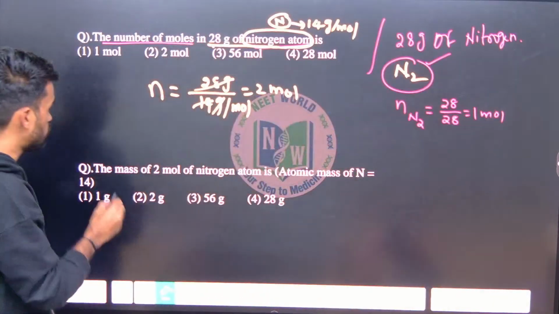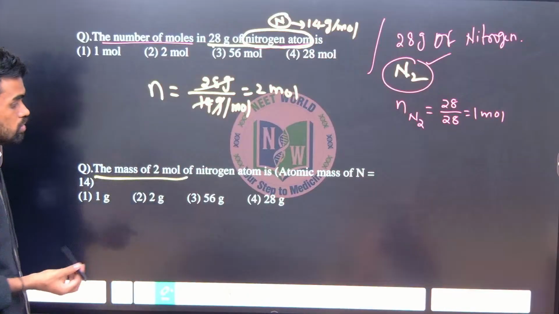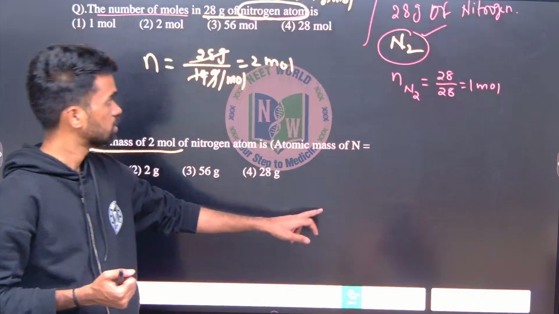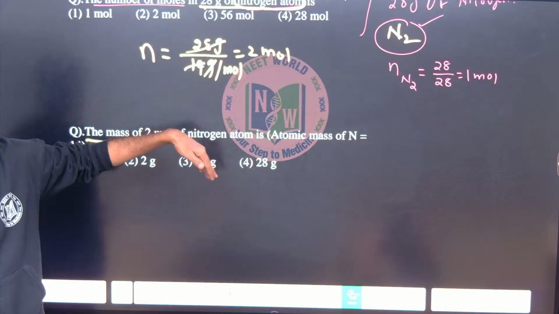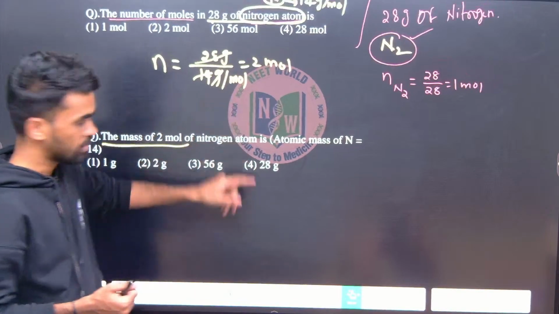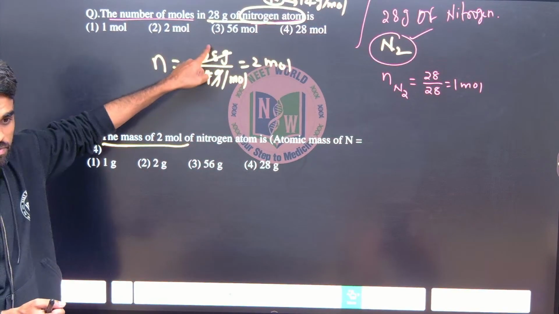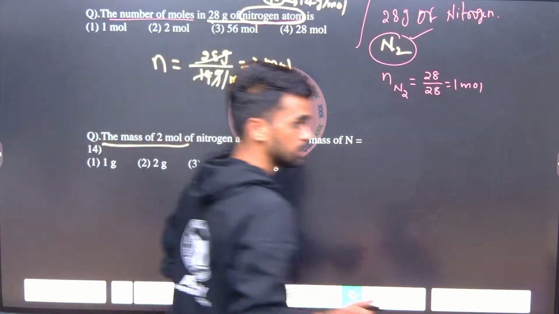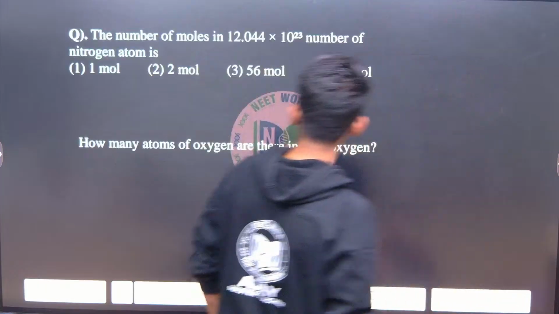Okay, next, for this you tell me the mass of 2 moles of nitrogen atoms, the reverse of this. Are you able to follow this? Very simple. I told you, weight equals number of moles times molar mass. Very simple, right?